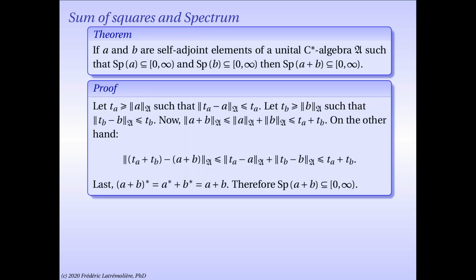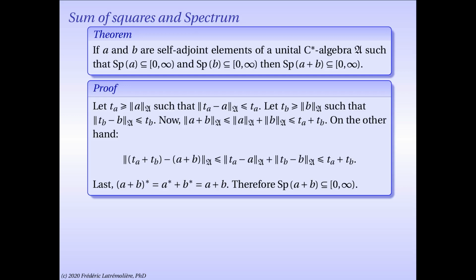Since A is a self-adjoint element with positive spectrum, the previous theorem tells me that there exists t sub A greater or equal than the norm of A, such that the norm of t sub A minus A is less or equal than t sub A. In fact, the previous theorem tells me I could choose t sub A equal to the norm of A if you want. And then, again, because B is self-adjoint and has positive spectrum, there exists a real number t sub B greater or equal than the norm of B, such that the norm of t sub B minus B is less or equal than t sub B.